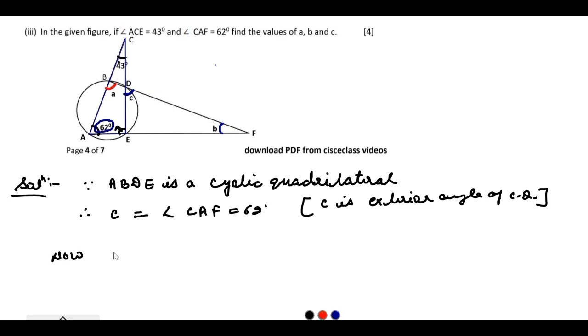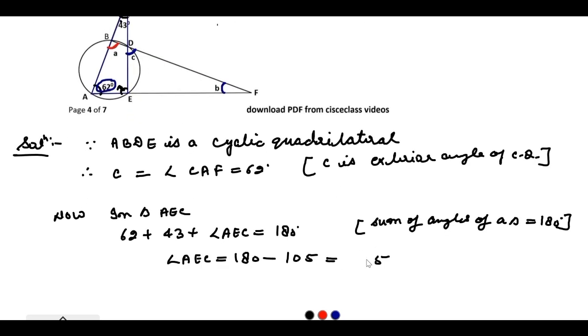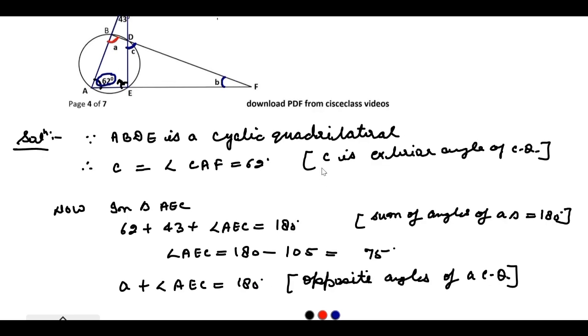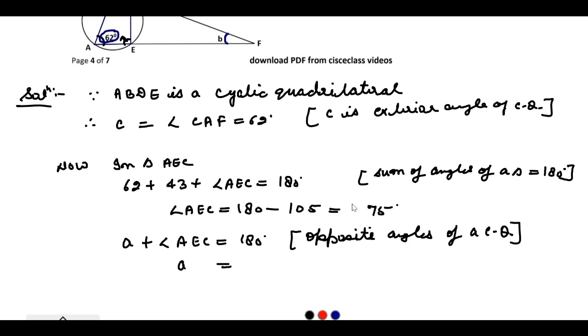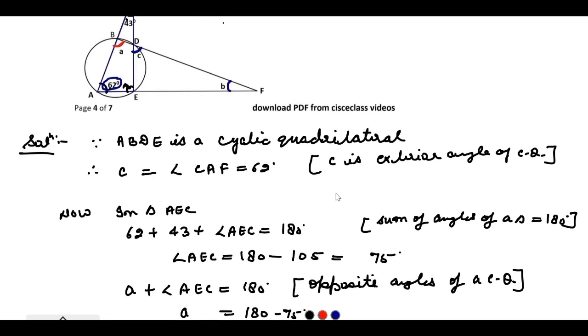Now, in triangle AEC, 62 plus 43 plus angle AEC is equal to 180 degree. This is 75 degree. Now A plus angle AEC is equal to 180 degree, and angle AEC is 75 degree. It means angle A is equal to 105 degree. Now the unknown angle is B.